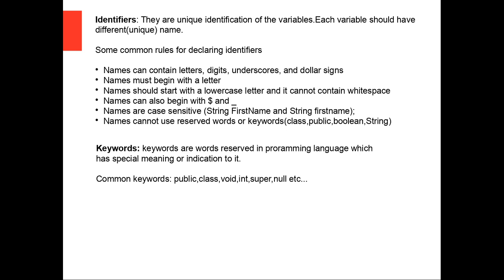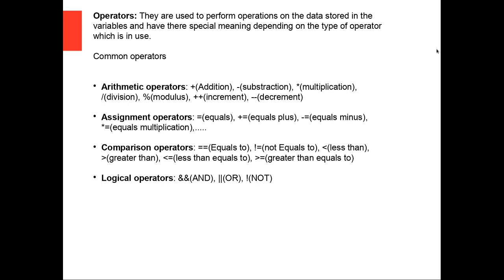Names cannot use reserved words or keywords with it. So, keywords are words reserved in programming languages which has some special sort of indication, some special meaning to it. So, you cannot use those names as an identifier there for your variables. So, let's keep that in the mind. Some common keywords are public, class, void, integer, super, etc. You will get familiar with them after you start practicing your code. So, moving on to operators now.